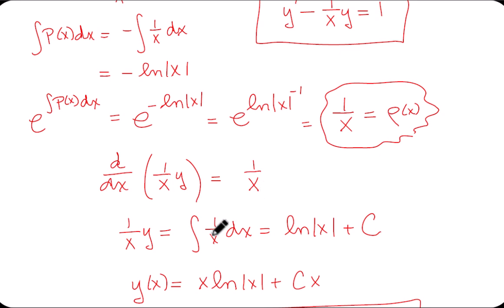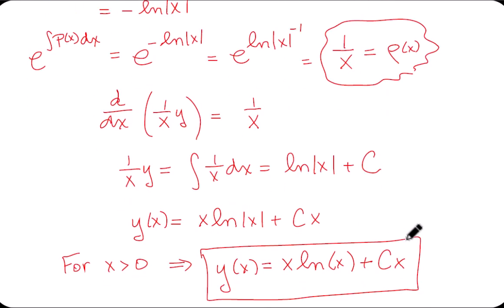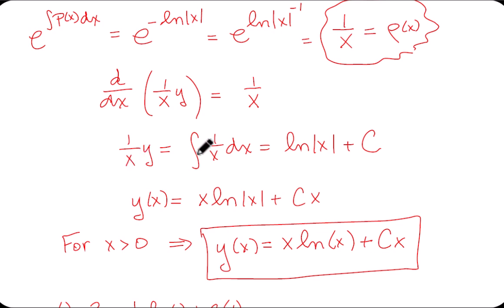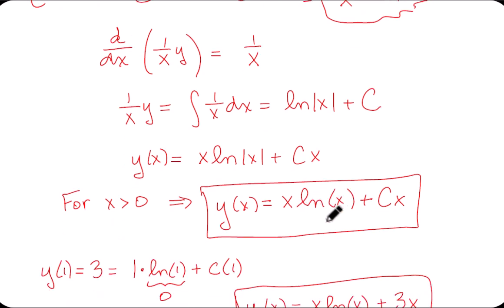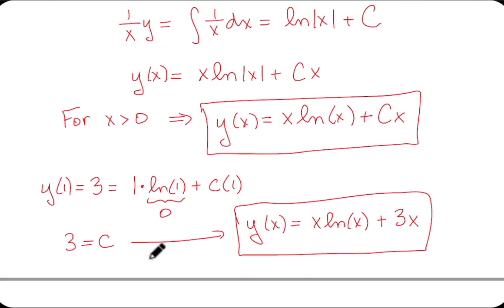Integrate both sides. All right, we're rolling here. And so I get 1 over x times y equals ln absolute value of x plus c. Multiply through by x. And so I get y equals x ln absolute value of x plus cx. But we're doing this when x is bigger than 0, so I don't need the absolute values. y at 1 is 3, so plug in 1. But ln of 1 is 0, and so I figure out that c is 3.